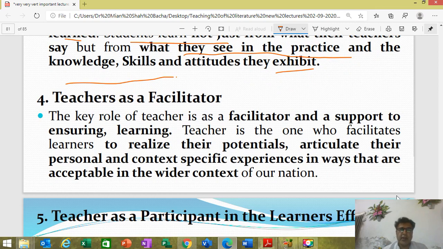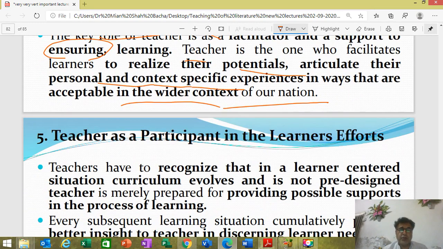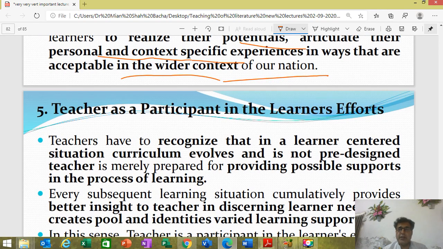And the teacher is a facilitator. The key role of a teacher is as a facilitator and a support in ensuring learning. The teacher is the one who facilitates learners to realize their potentials and articulate their personal and context specific experiences in ways that are acceptable in the wider context of our nation. The teacher is a participant in the learner's efforts.